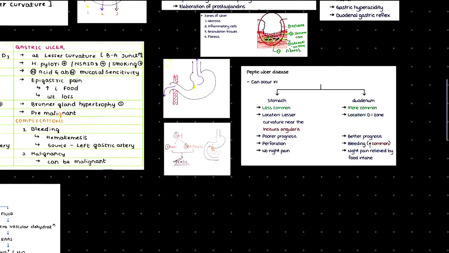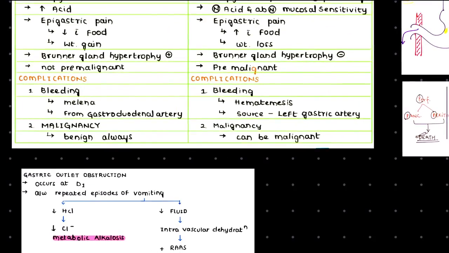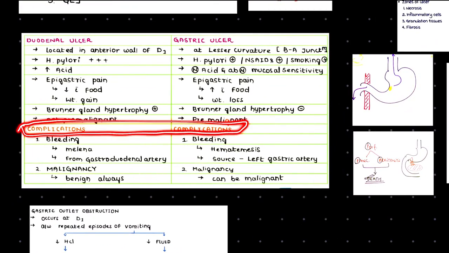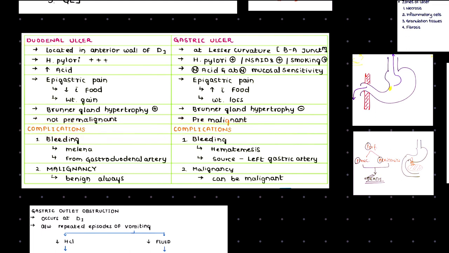So this was brief. Now we are moving toward the complications, on the topic of duodenal ulcer and gastric ulcer. The first complication is bleeding. This bleeding is the most common complication in ulcer.